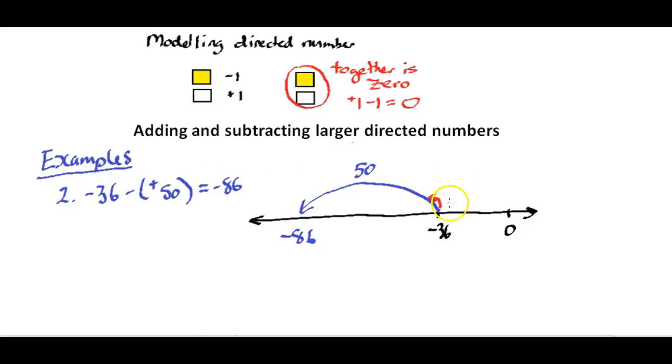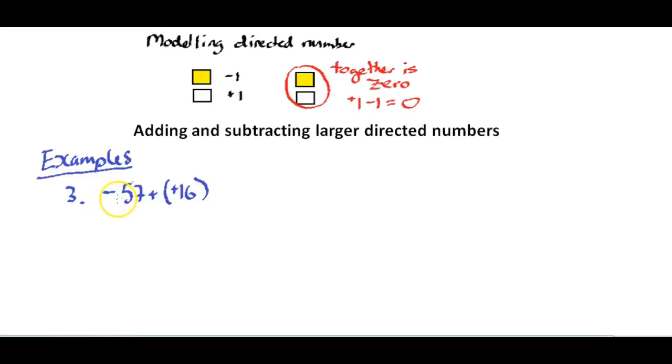Now, one thing you'll notice here also, this is just a subtraction. So these two signs together here could be replaced with just one single subtraction. And you can see we start at negative 36, we're subtracting, so we face that negative direction, and we walk forward 50 units, which gets us to minus 86.